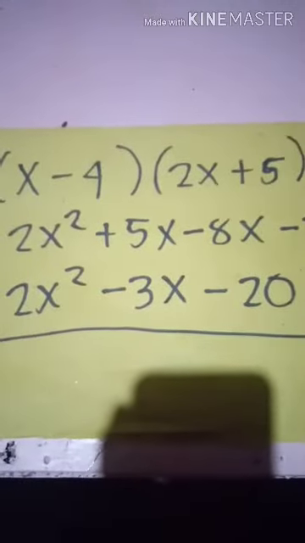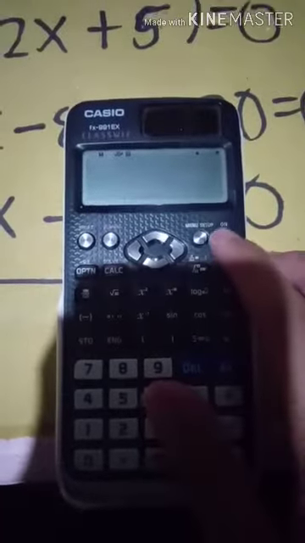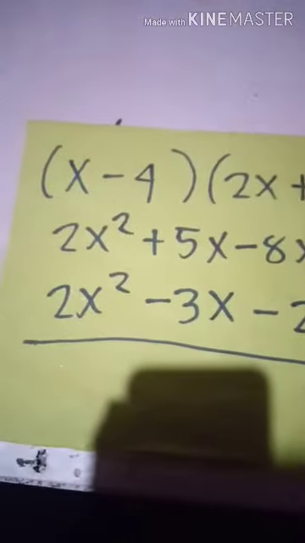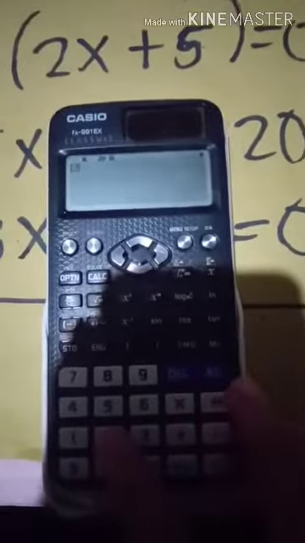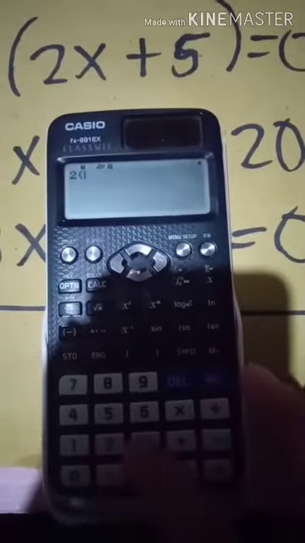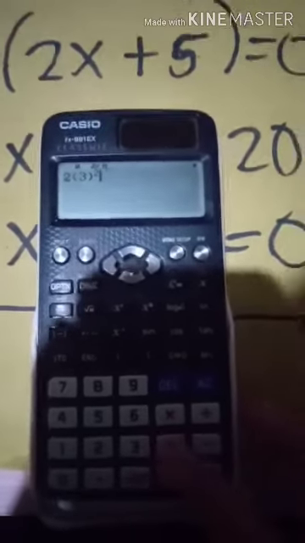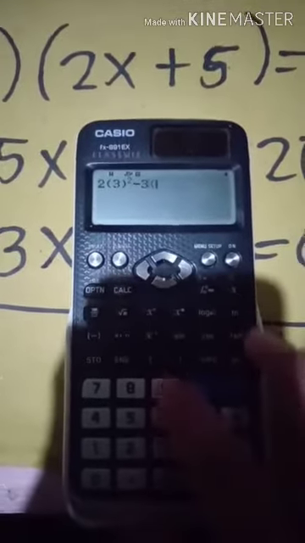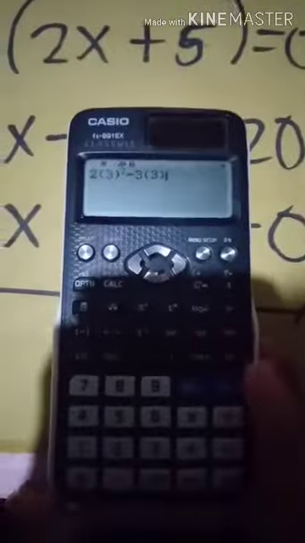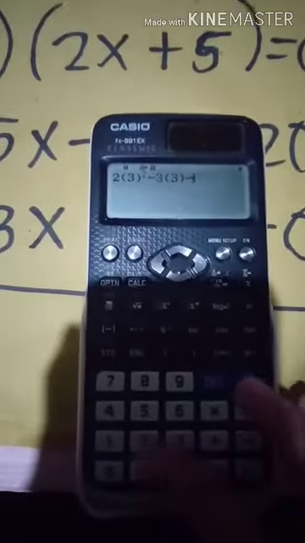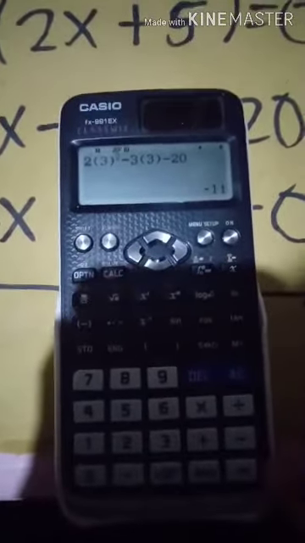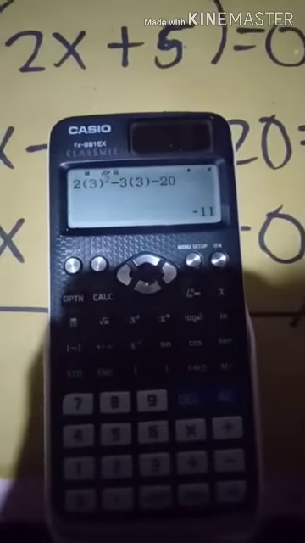Now let's test our answer. We assume x is 3. Our answer is 2x squared minus 3x minus 20. So we compute 2 times 3 squared, since our x is 3, minus 3 times 3 minus 20, which equals negative 11. So our answer is correct, guys.